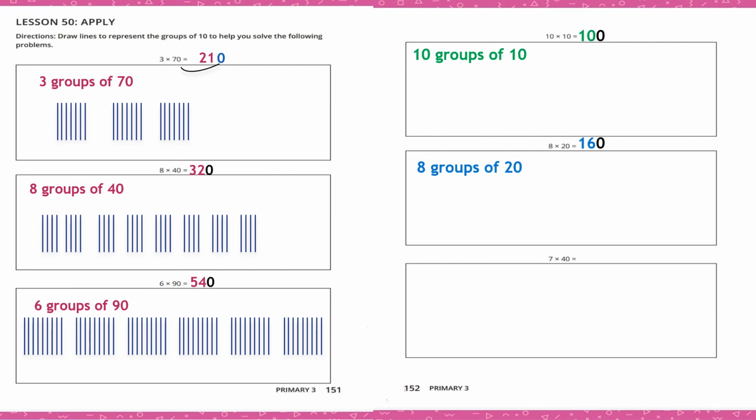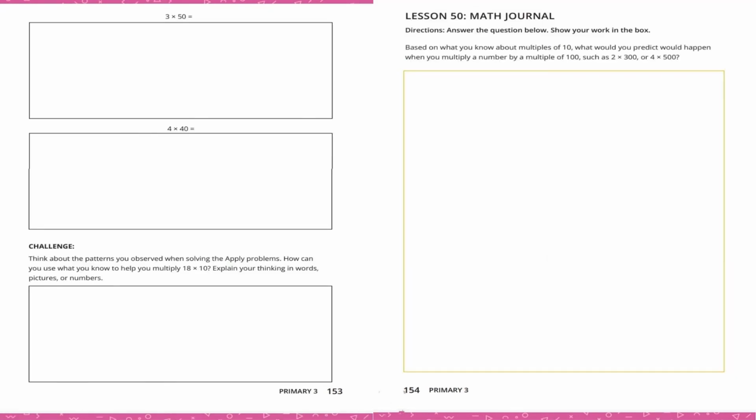The last one, 7 times 40. It means 7 groups of 40. I can take 0 out, 0 in ones, and 4 times 7 is 28. So the total will be 280. 3 times 50. I can take 0 out, and 3 times 5 is 15. So the total will be 150. It also means 3 groups of 50.